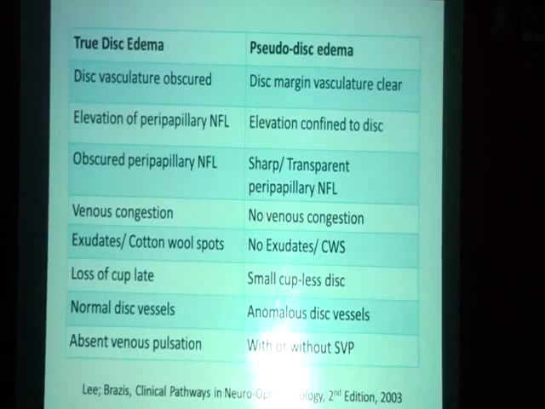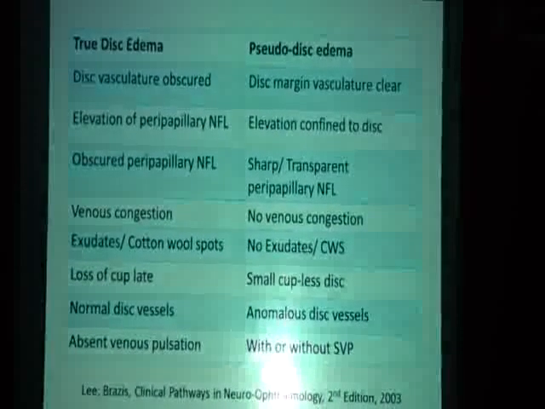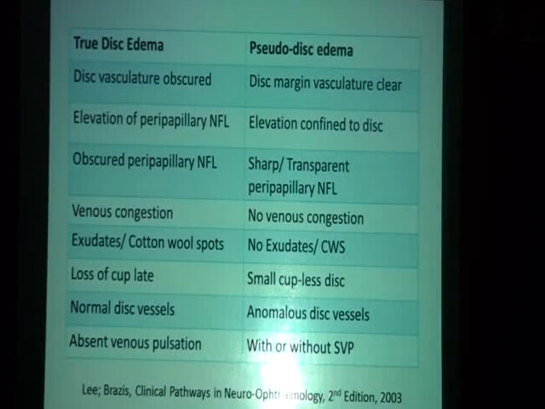So this table tells us the distinction of what I showed you earlier. The important features of this distinction are opacity of the nerve fiber layer, obscuration of the vessels, presence of hemorrhages, hard exudates, and absence of spontaneous venous pulsation in case of true disc edema.